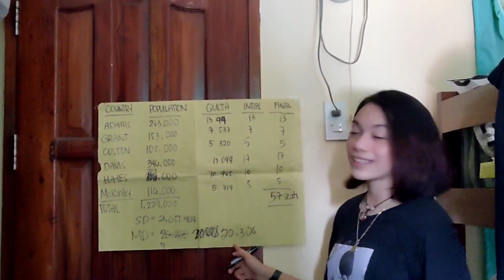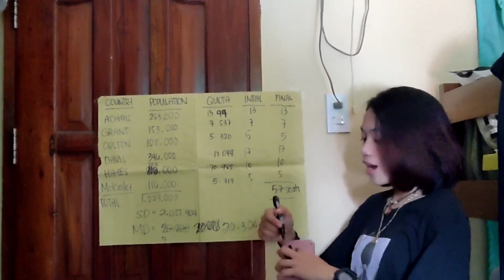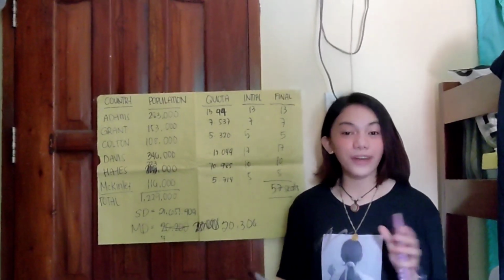So 20,300 is our modified standard divisor. That's it, those are our 5 examples.